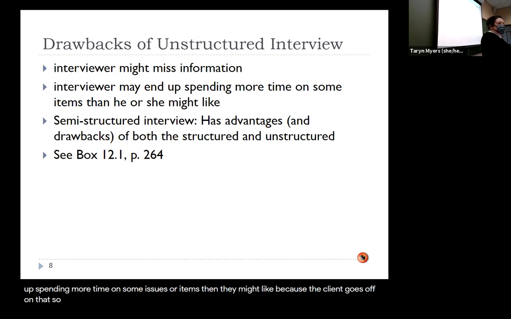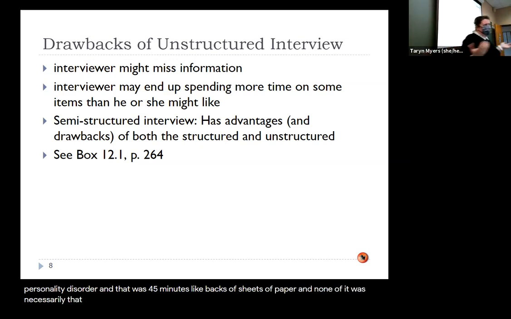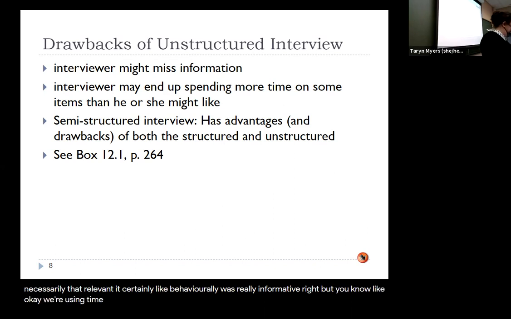So that tell me what brought you in today often was just a sentence or two. But I had a client I saw with narcissistic personality disorder, and that was 45 minutes. It was like backs of sheets of paper, and none of it was necessarily that relevant. It certainly, behaviorally, was really informative, right? But, okay, we're using time that maybe isn't that helpful.